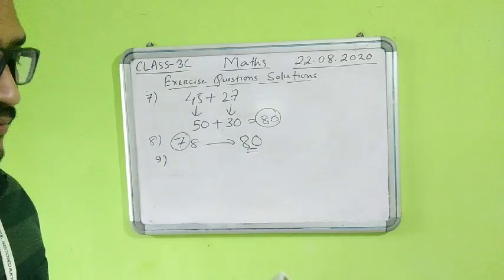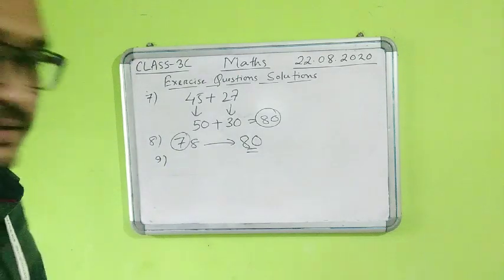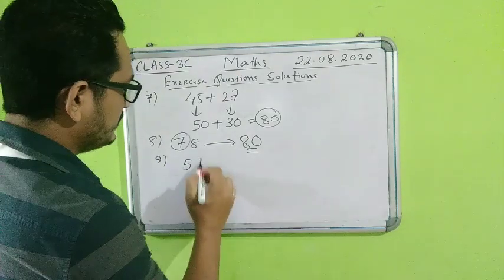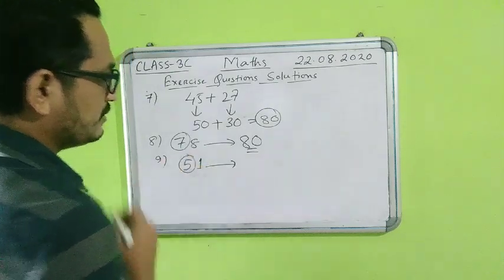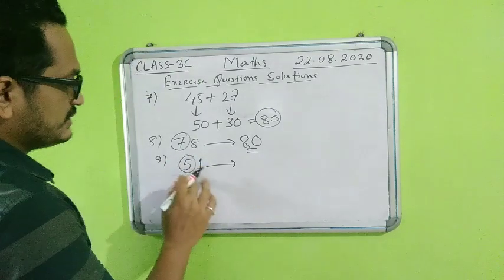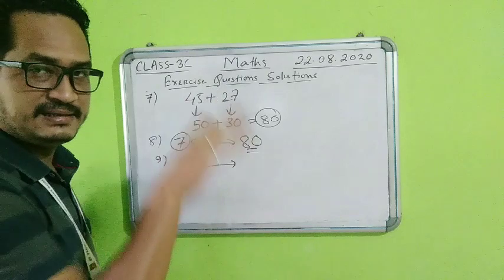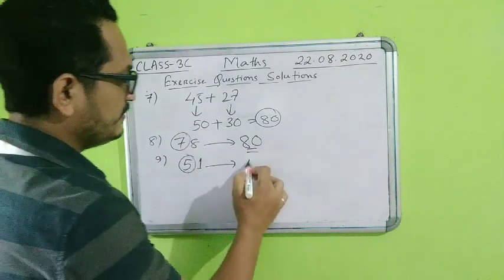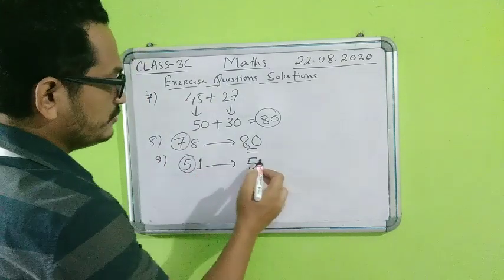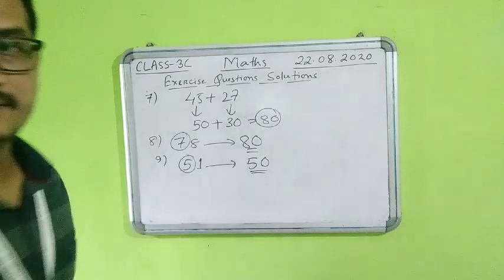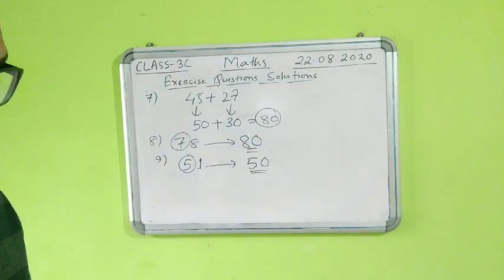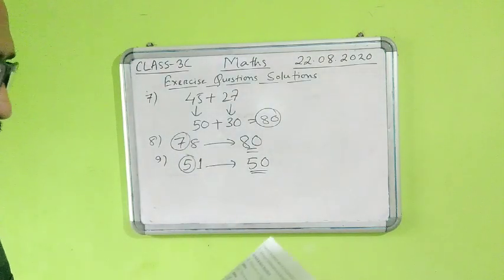Number 9. The value of 51 rounded off to the nearest tens. 51. This is the rounding place. So here you can see on the right hand side 1 is there which is less than 5. So this 5 will not have any change. 1 will become 0. So the answer will be 50. Now this is still question number 9.